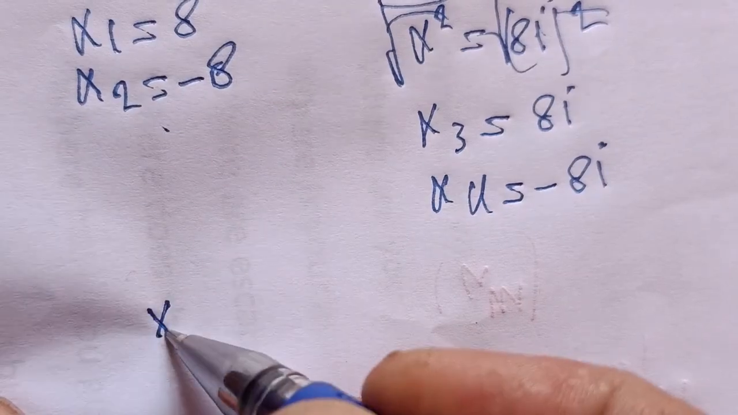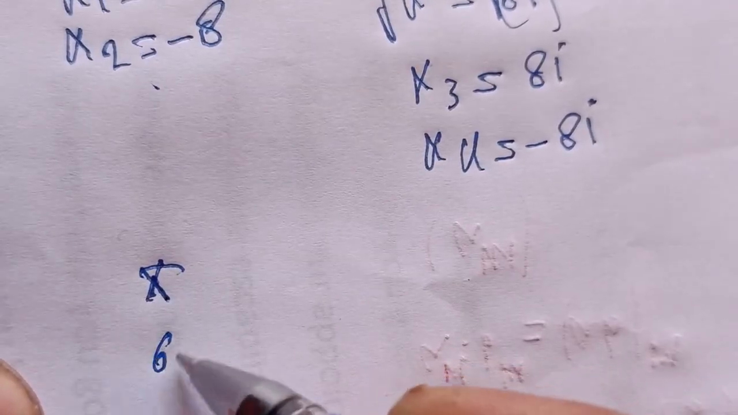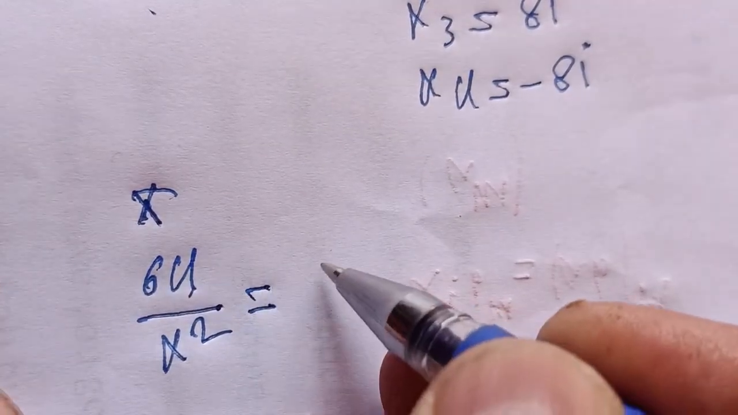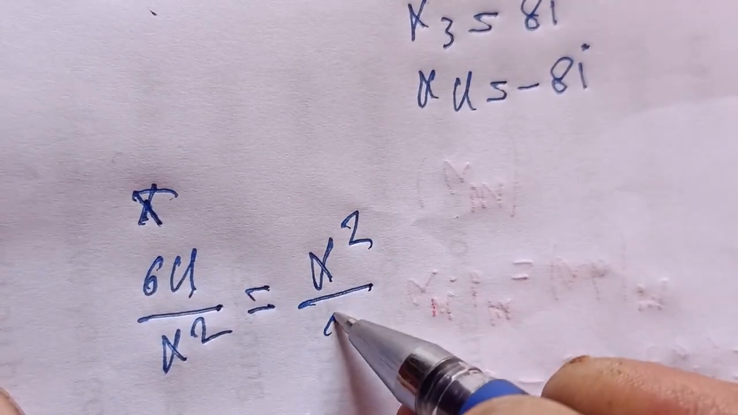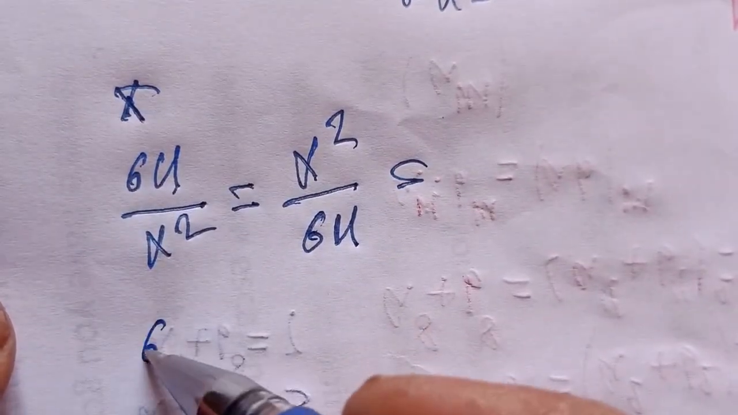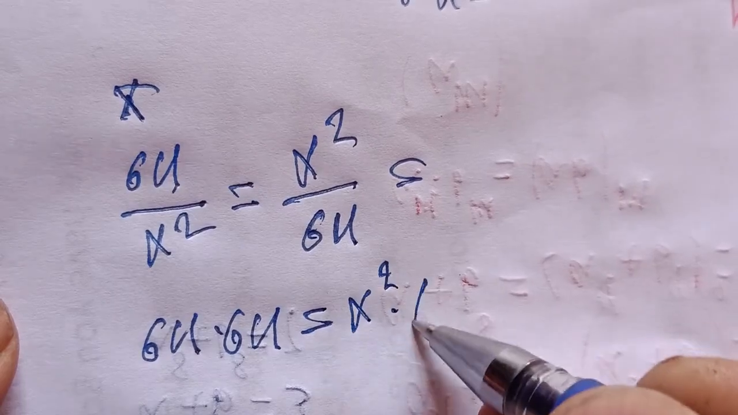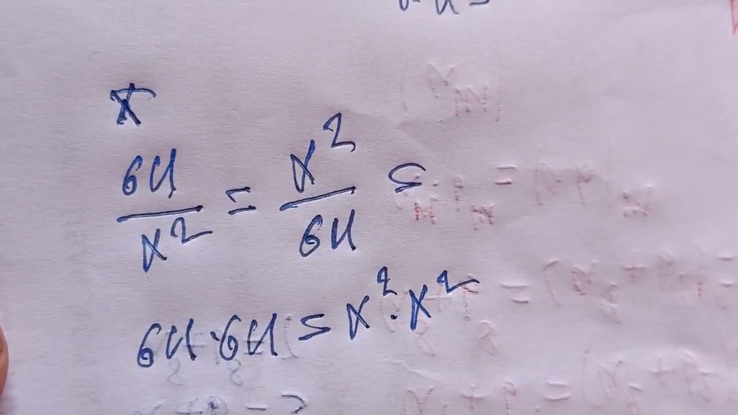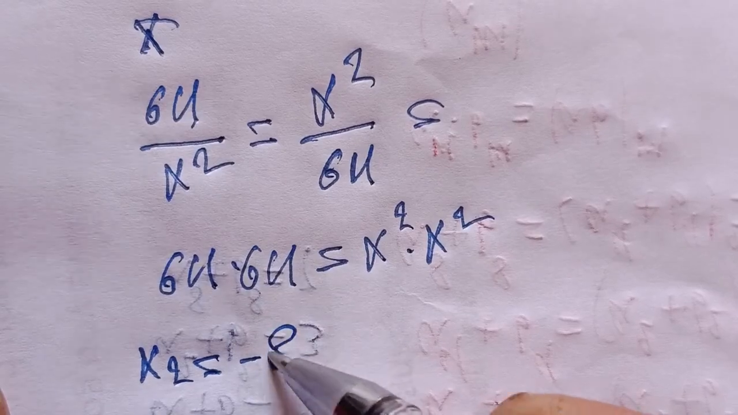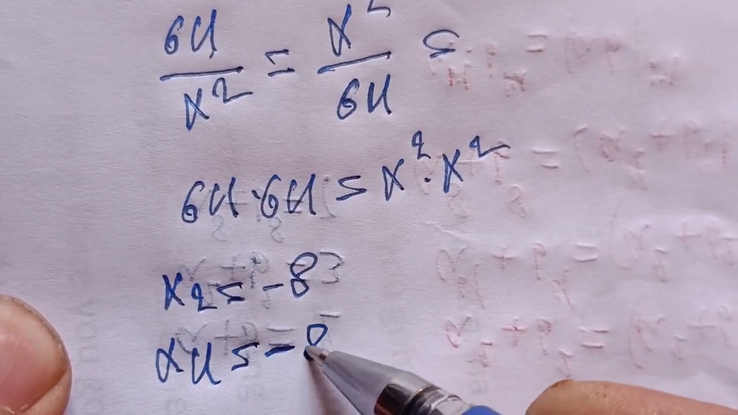64 over x squared equals x squared over 64, and so it is equal to 64 times 64 equals x squared times x squared. Check for true value: x2 equals -8 and x4 equals -8i.